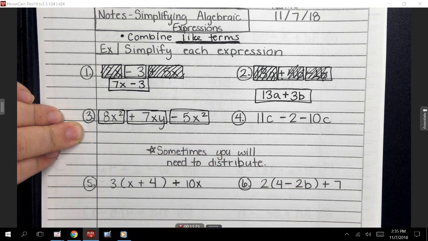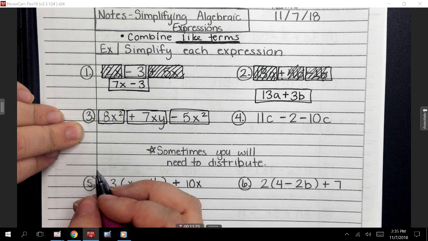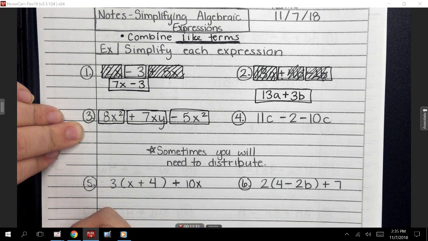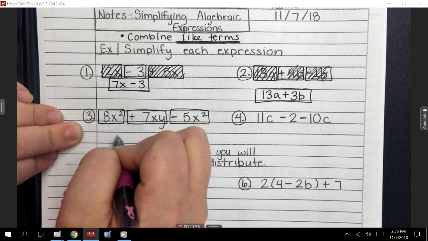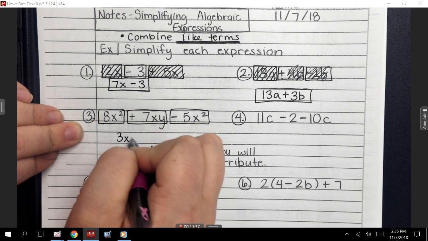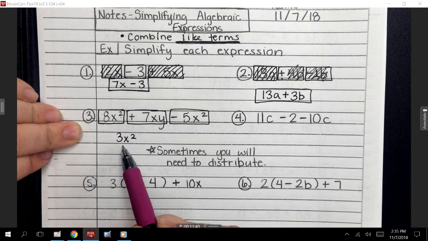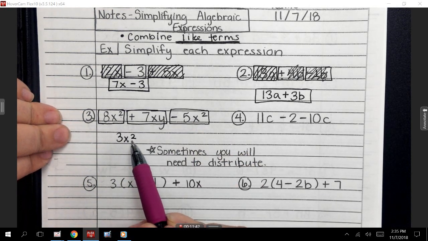I have a like term. What do I get when I put them together? 8x to the second power minus 5x to the second power. And what do I get when I work that out? 3x to the second power. Because all that's happening, guys, we're doing 8 minus 5. Am I changing my letter? No. Am I changing my exponent? No.